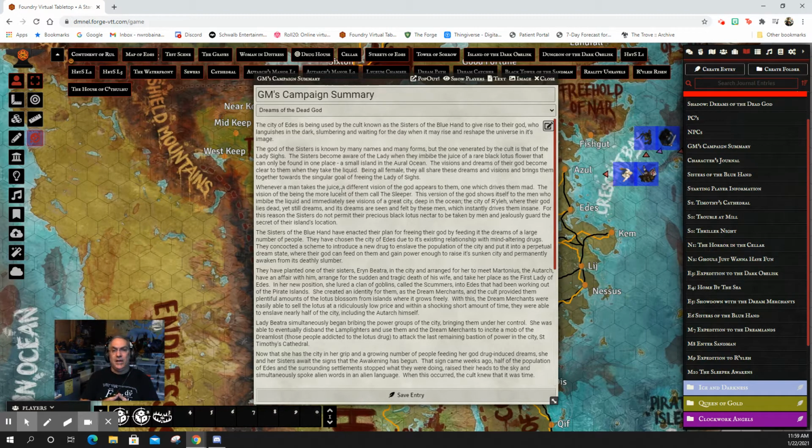And so the Lady of Sighs gave them a mission to bring her out of her slumber so that she can remake the universe in her image. And so the Sisterhood of the Blue Hand started up at this point, and they have since been trying to figure out how to make this happen.